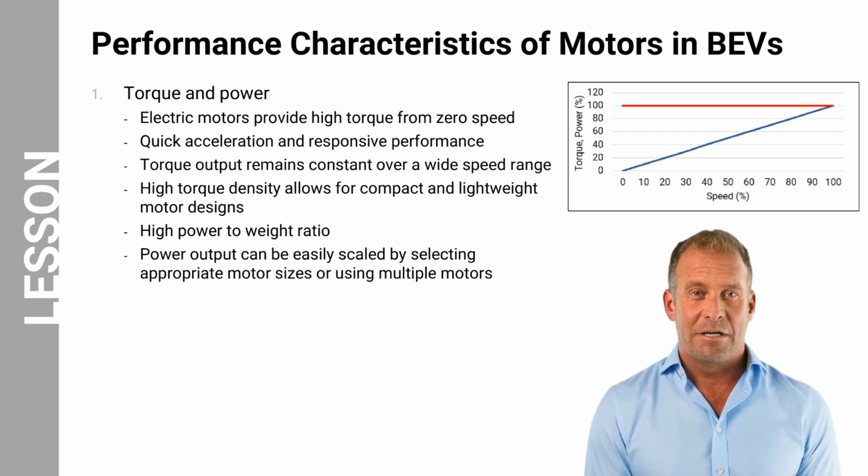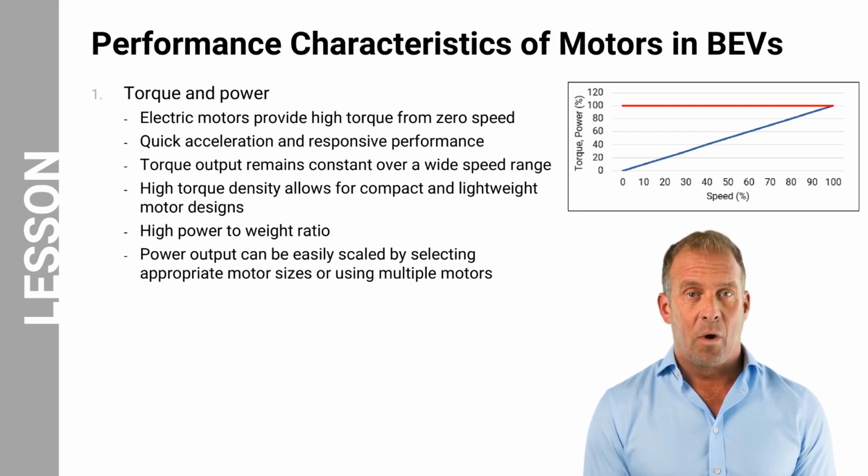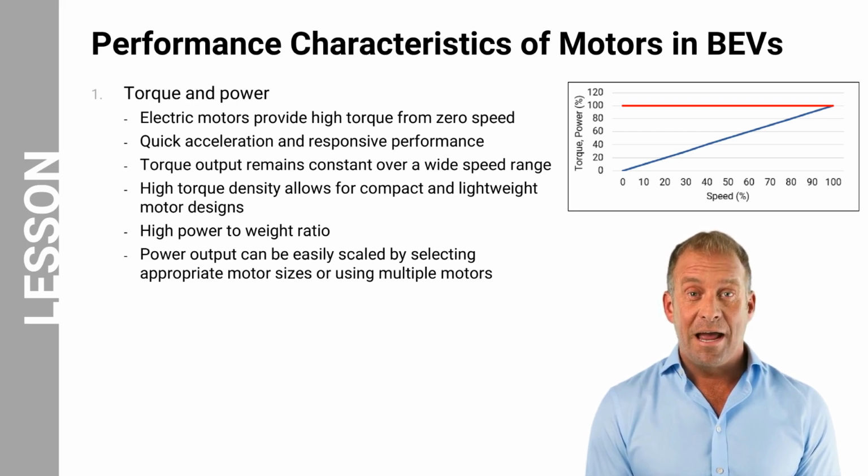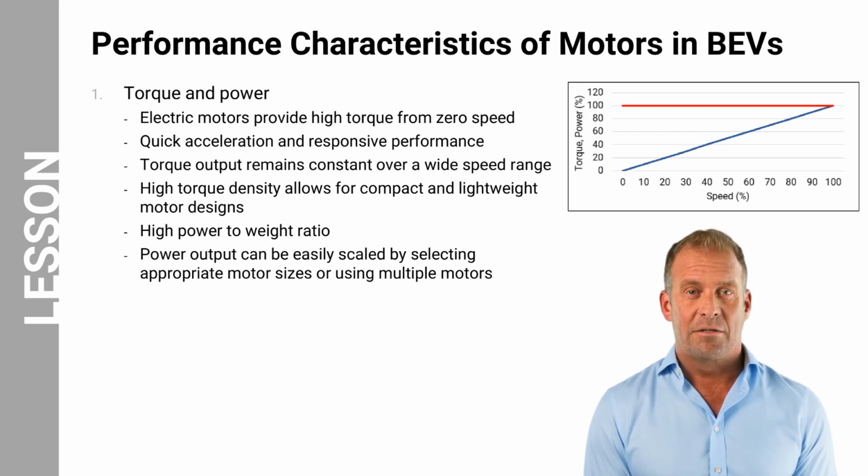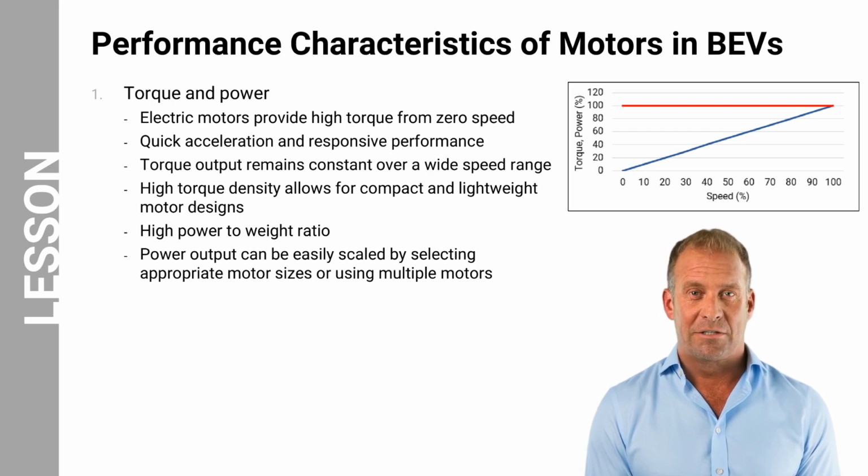Electric motors in BEVs offer several key performance advantages. They provide high torque from zero speed, enabling quick acceleration and responsive performance. The torque output remains constant over a wide speed range, ensuring smooth and consistent power delivery. The high torque density of electric motors allows for compact and lightweight designs, contributing to overall vehicle efficiency.